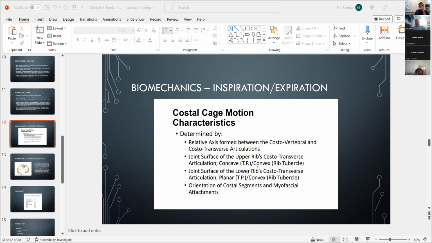So that's good for stability. It does also affect the movement of the ribs relative from the upper rib cage to the lower rib cage. The lower rib cage, we're going to have a much more planar transverse process articulation, and it's still a relatively convex rib tubercle. This allows for more three-dimensional movement, right? So we're going to get posterior, lateral, and then some inferior gliding with inspiration, expiration, and motions of the trunk.